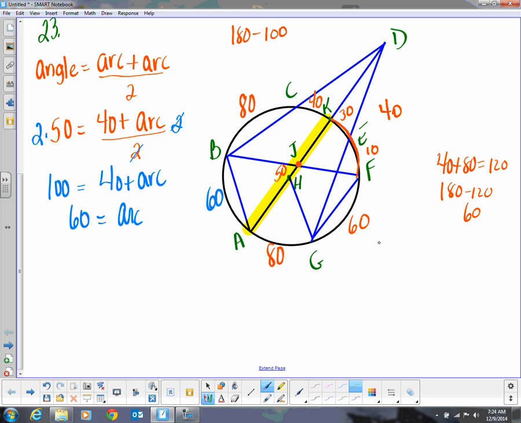All right. While I'm at this angle chaser picture, did you want anything from 23 through 33? What would you like me to do? 26. 26 says angle BDA. Where is BDA? So it's this angle right here. Where's the vertex?